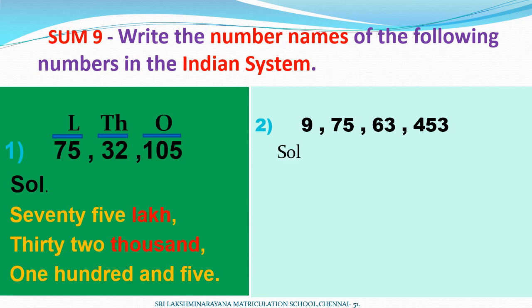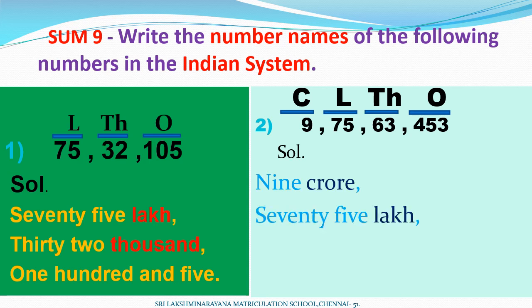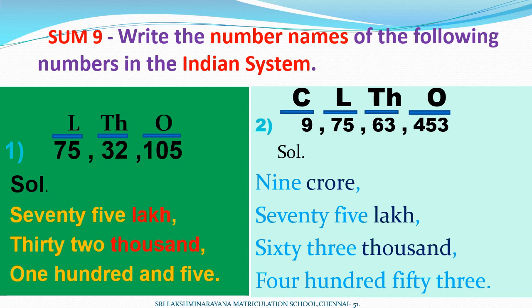And the second sum given is 9,75,63,453. Before writing the number name, we will place the digits under the periods. The last 3 digits are in the ones period, the next 2 in thousands, the next 2 in lakhs, and the last is under the crore period. So now we will write the number as 9 crore 75 lakhs 63,453.